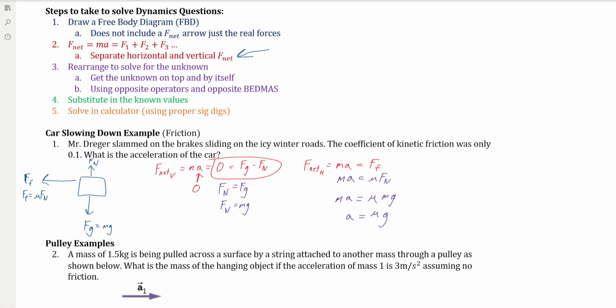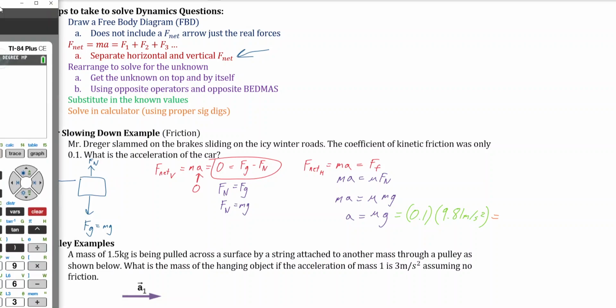Okay, and so now what we're going to do is substitute in the known values. So mu is 0.1. There are no units for mu. Gravity is 9.81 meters per second squared. This is the acceleration due to gravity. And so now what we're going to do is plug this into our calculator and solve for an answer.